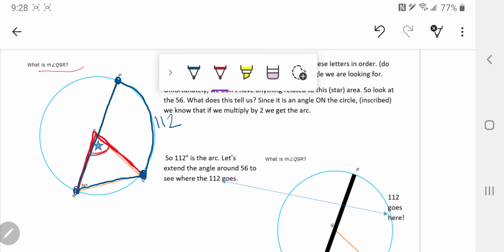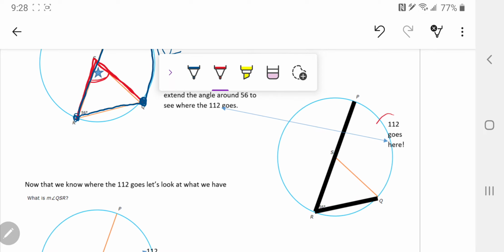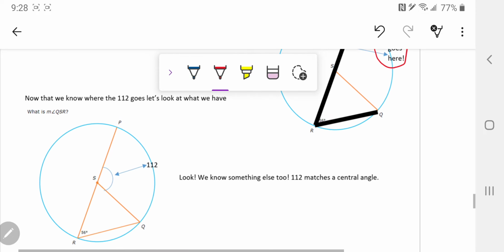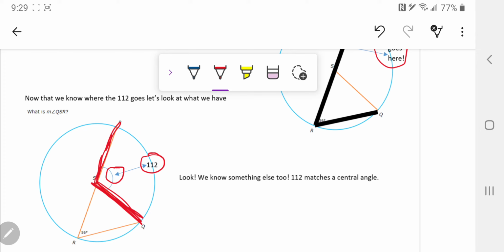Okay, if 112 goes here, then what else do we know? Well, we know that if this is 112, this is also 112 because they match. It's a central angle. So see that right there? If that's 112, that's 112.